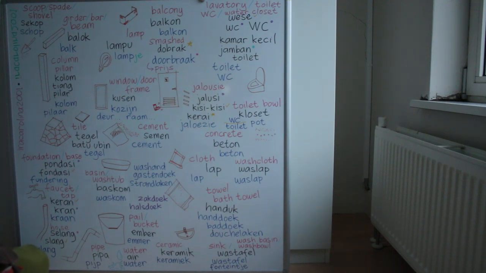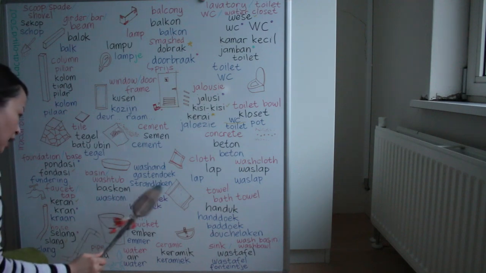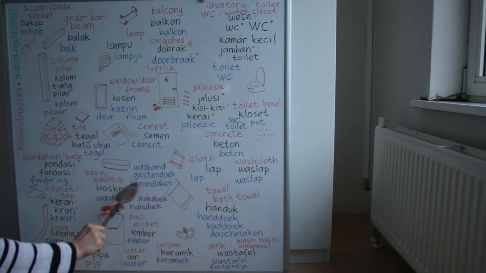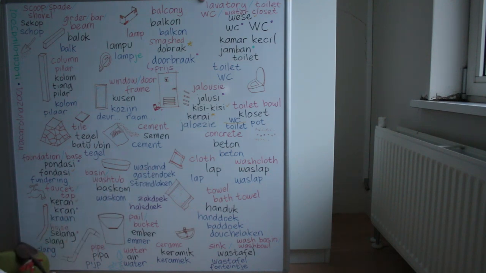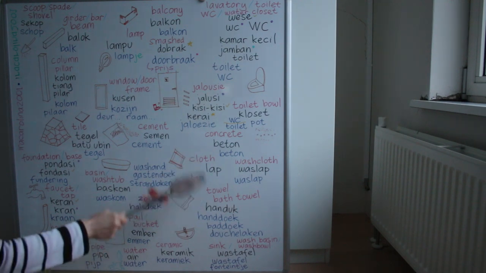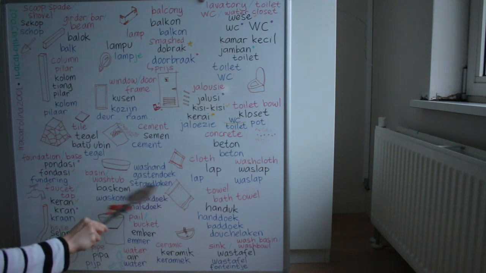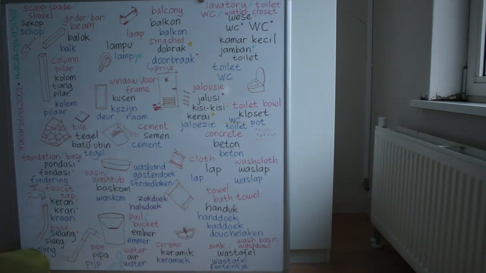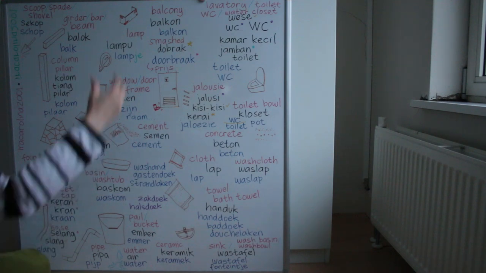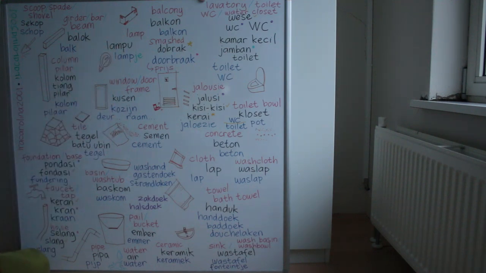And we have lavatory or toilet or water closet or restroom, or this one I don't know how to pronounce correctly, maybe WC. In Dutch this is toilet, this is toilet, this I don't know, maybe WC or water closet. For specifically saying toilet bowl, we can say WC pot or toilet pot.